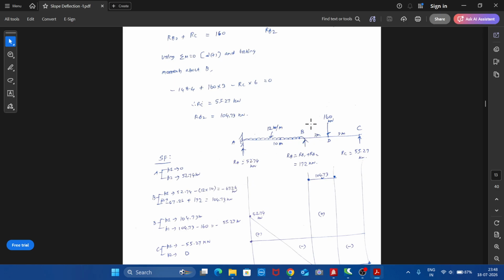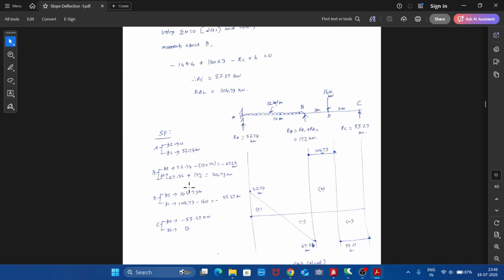shear force. And when you go to position 2, if you stand here, this reaction will get added, that is left up. So minus 67.26 we have, then plus 172, therefore 104.73 is the shear force value here. Then go to point D, P1, stand here and view to the left, therefore you will have this value as such, 104.73 to come.